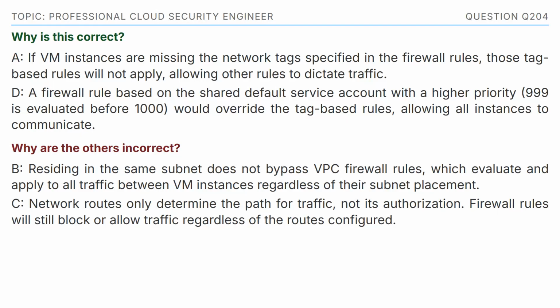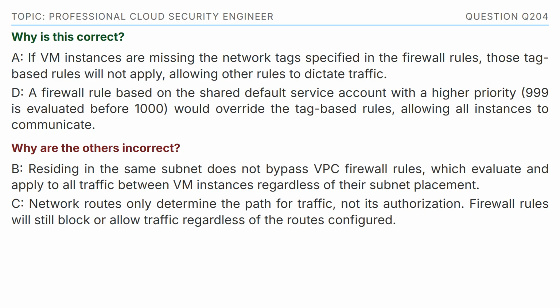Why is this correct? A. If VM instances are missing the network tags specified in the firewall rules, those tag-based rules will not apply, allowing other rules to dictate traffic. D. A firewall rule based on the shared default service account with a higher priority, 999, is evaluated before 1000, would override the tag-based rules, allowing all instances to communicate.